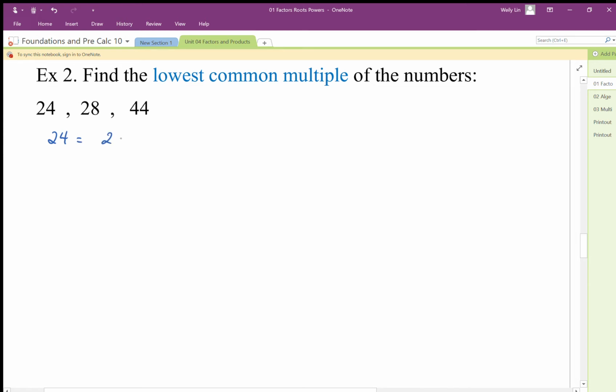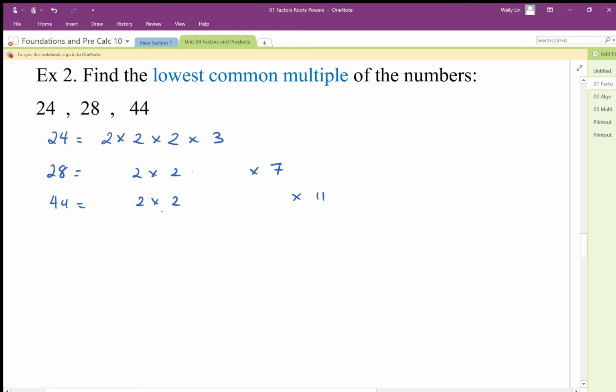It's going to be 2 times 2 times 2 times 3. Okay. 28 factors into 2 times 2 times, I'm going to write that as times 7. And 44 works out to be 2 times 2 times 11.